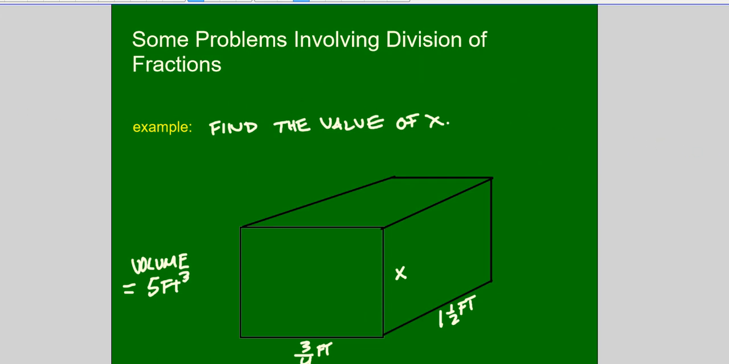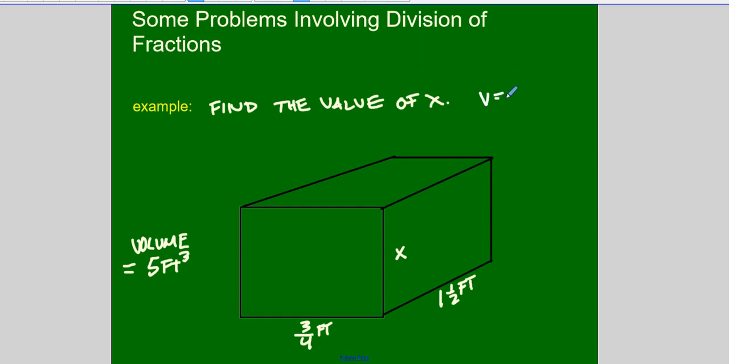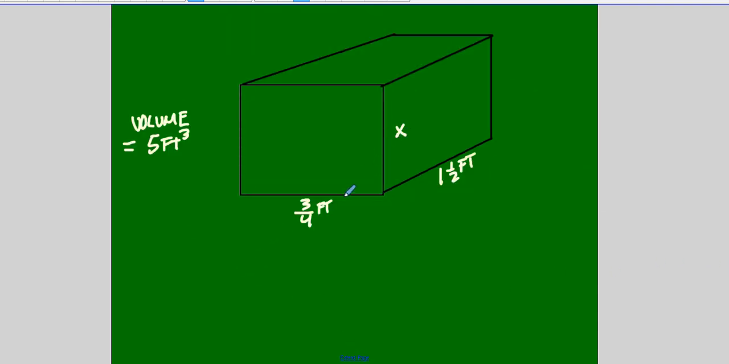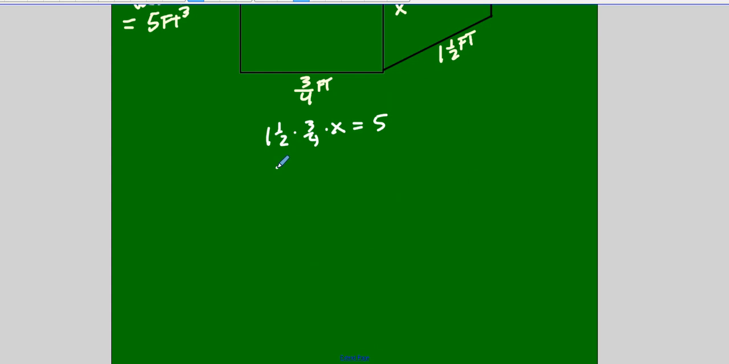All right, let's do a similar problem with volume. Volume is going to be defined as length times width times height here. So we have length times width times height, that volume is 5, so I'm gonna write that 1.5 times 3/4. The height is unknown, it's x, that's gonna equal 5. So now change the mixed number to an improper fraction, that's 3/2 times 3/4 times x equals 5. So now let's multiply this out, that's 9/8 x equals 5.